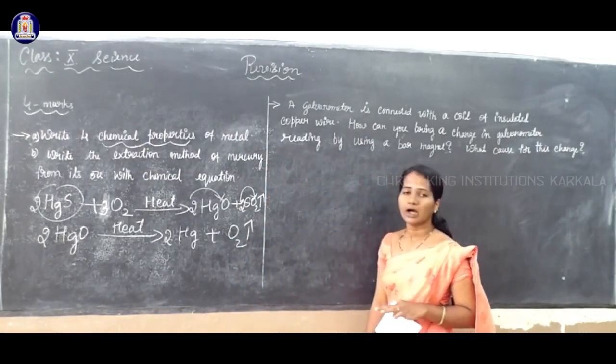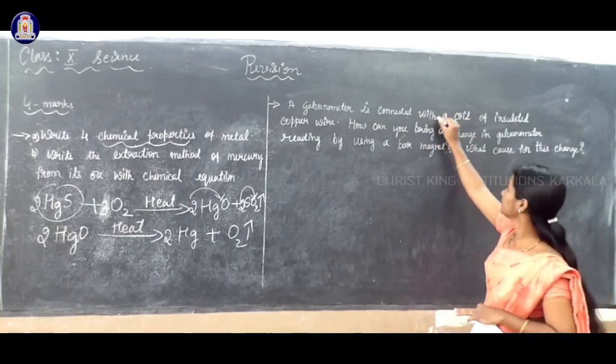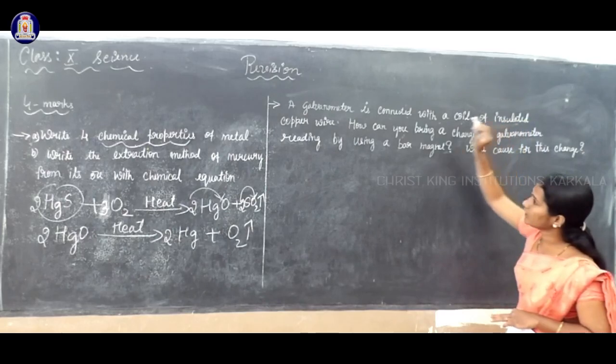Next question. A galvanometer is connected with the coil of insulated copper wire.